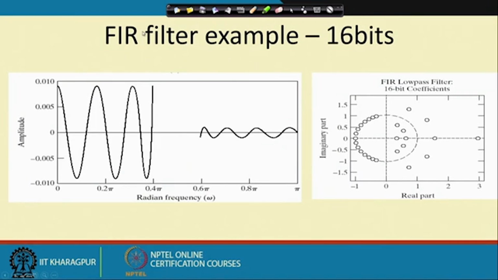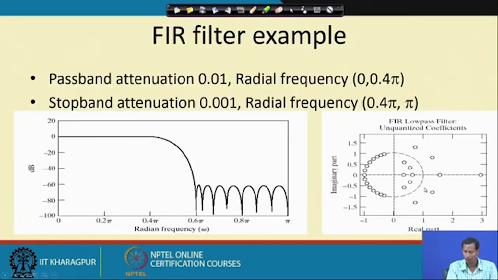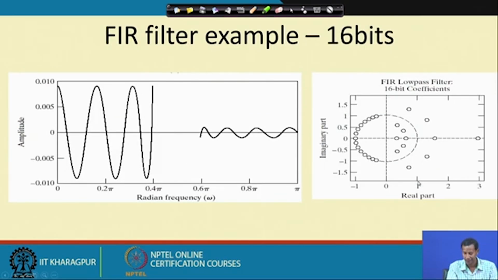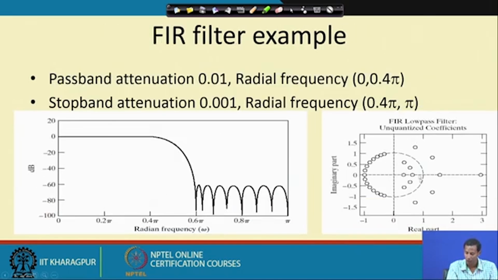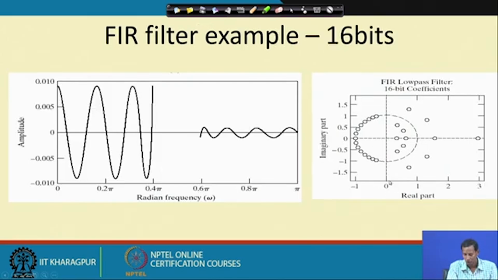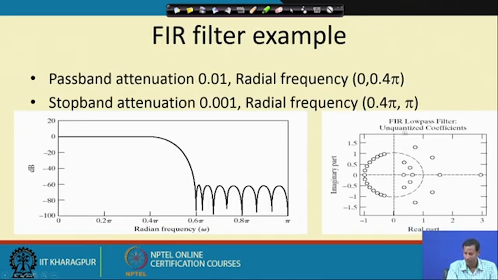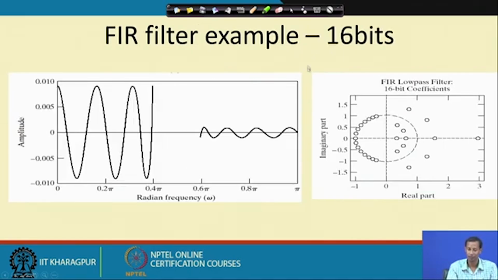Okay. So, if the FIR filter considers the coefficients of 16 bits, at that time the corresponding pole-zero location will be something like this. Okay. So, how is it different? It is not that much different from the unquantized coefficient one. That means it is more likely closer to this unquantized one.